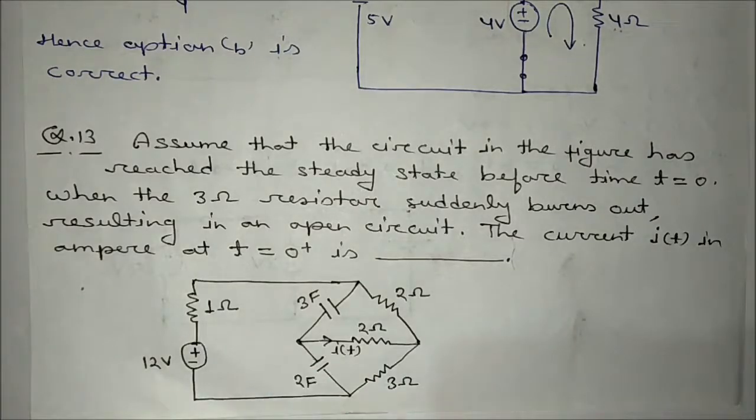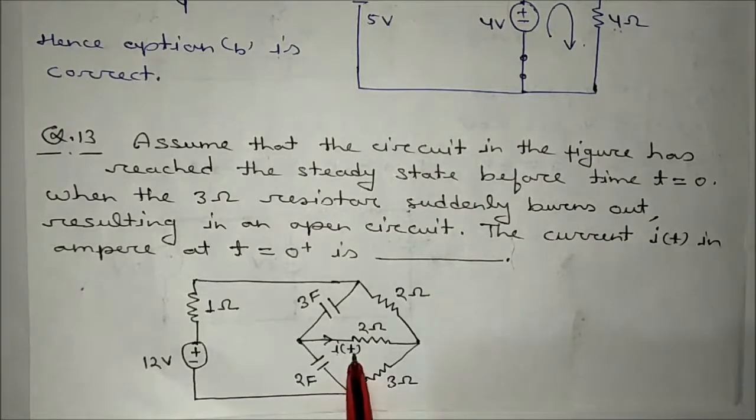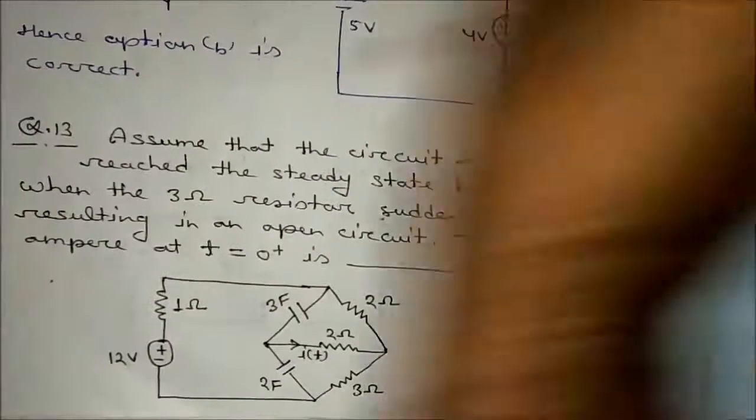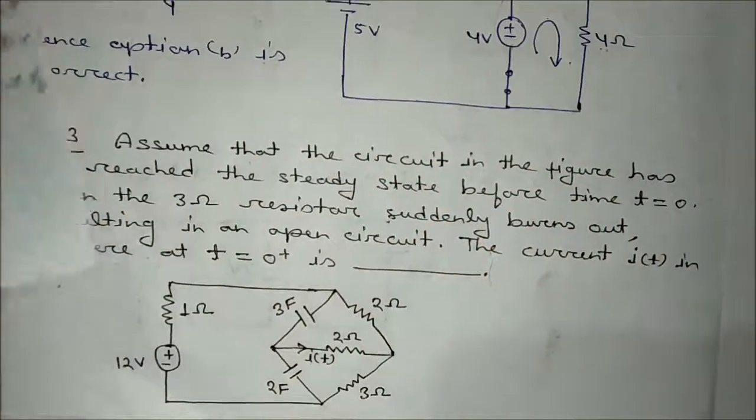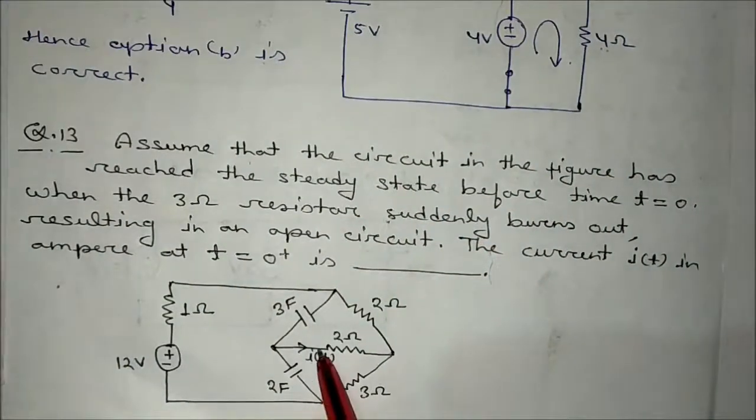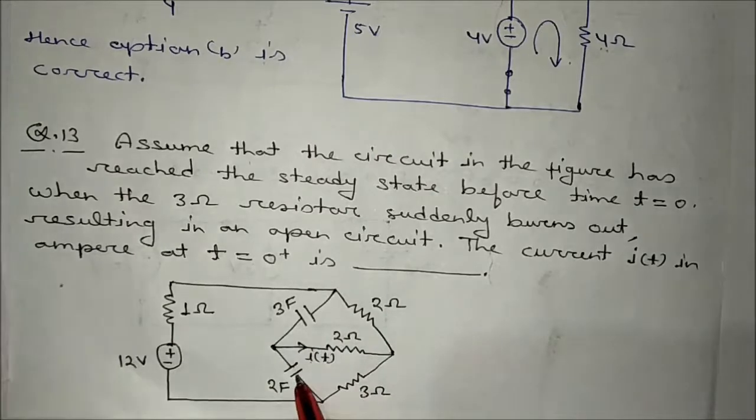Just see the circuit exactly. Okay, so I'm going to solve. We have to calculate this IT at what condition? At t is equal to 0 plus condition. You can see how we can solve this one. At t is equal to 0 minus, step 1 is what? At t is equal to 0 minus, this capacitor will be open circuited. Is it okay?